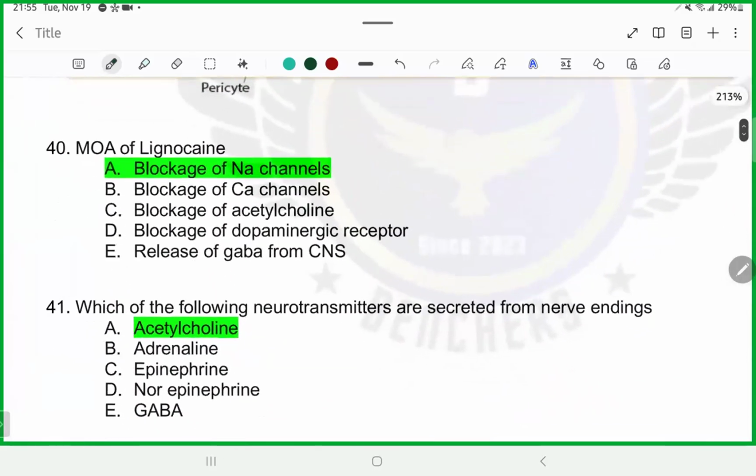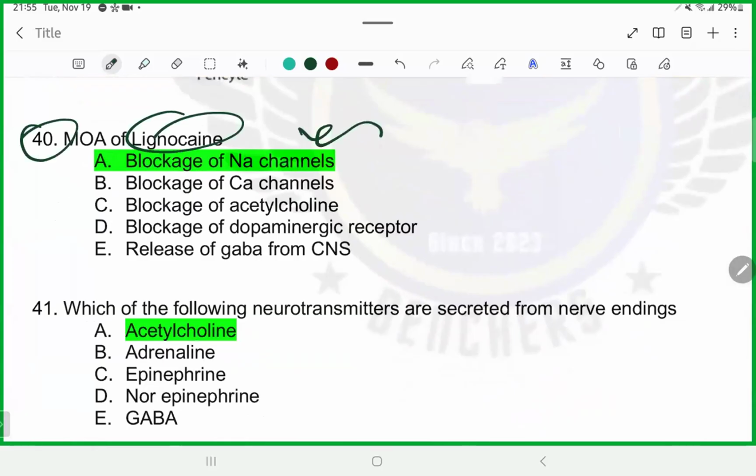Mechanism of action of lignocaine: we all know it is blockage of the sodium channel. So from our arrows, you will find it 100%.